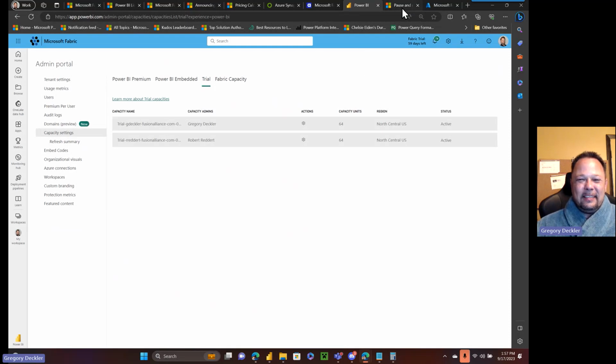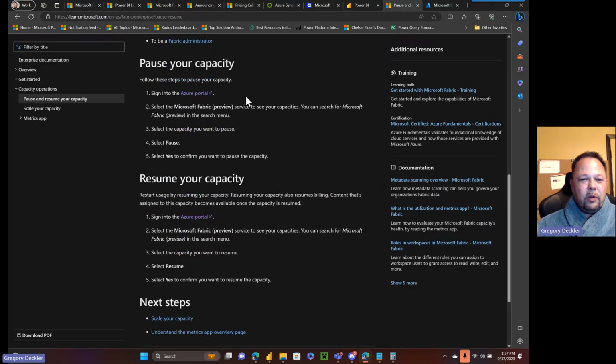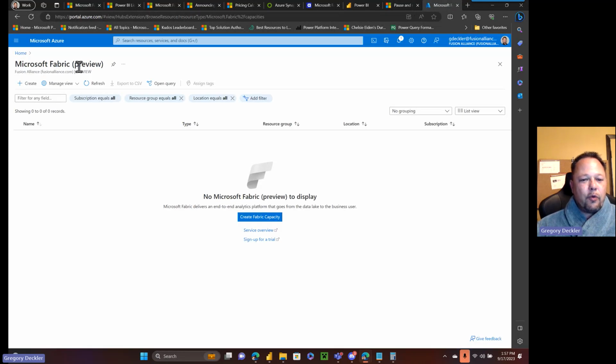So the way you're supposed to do this is resume, create. You have to go into the Azure portal. You have to search for Microsoft Fabric Preview. And then you're supposed to be able to manually pause and then restart your capacities here. But the trial capacities don't show up here. It's just production capacities, I guess.